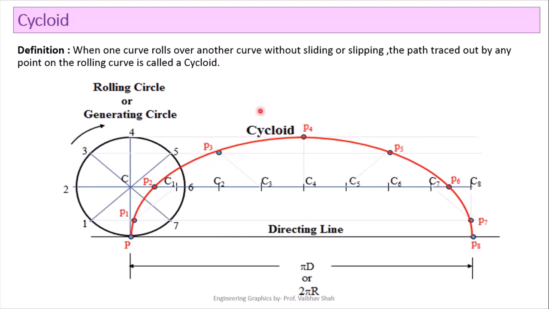Now this curve is known as cycloid. These are the points which are the locus. You can see that this is the locus of points P1 to PA. If you join these points by a smooth curve, we'll have the final curve, known as your cycloid. So this is the representation of a cycloid for one complete revolution of this wheel over the directing line, for the complete distance traveled equal to pi d or 2 pi r, which is the circumferential distance traveled by this circle.